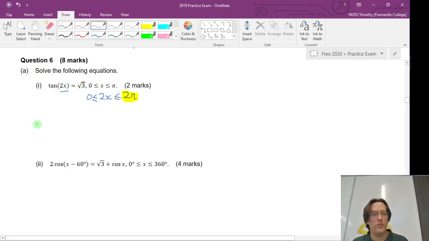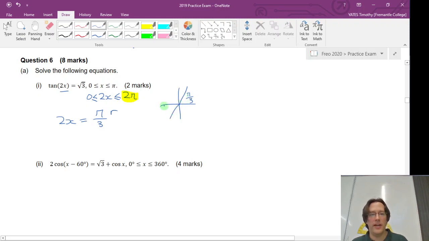So it equals root 3 when 2x is equal to 60 degrees. But that's not the only time. So that's going to be 60 degrees, or rather, let's not do degrees, let's do radians. That's going to be pi on 3 radians. That's a third of the way to the pi distance, which is 180 degrees. So this is pi on 3.